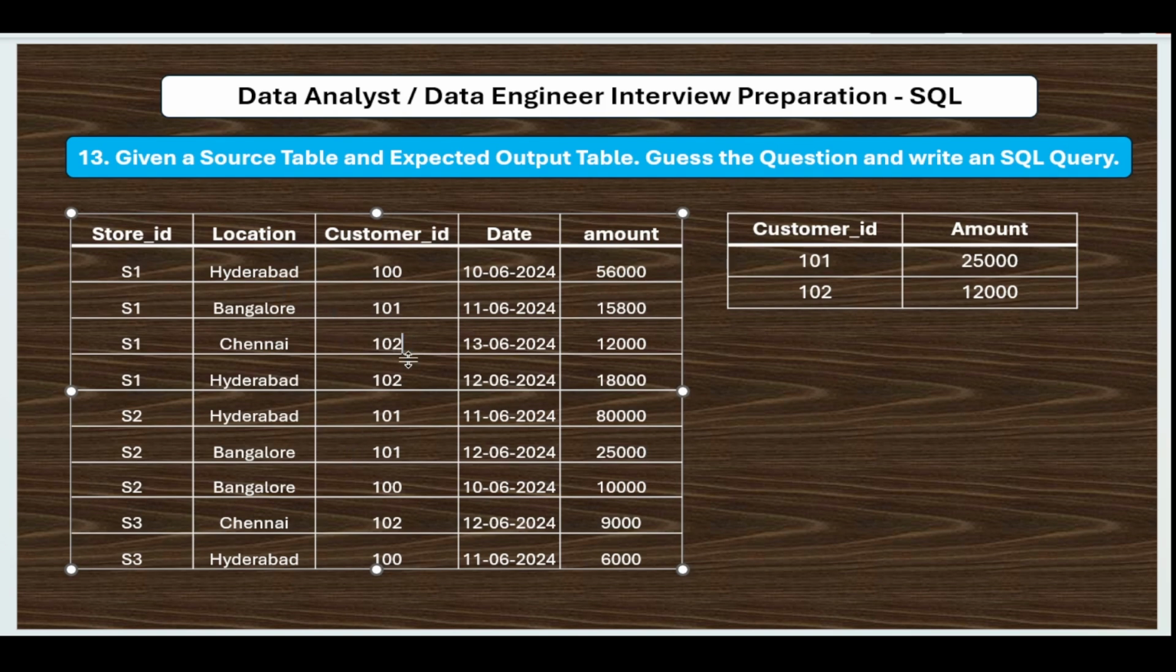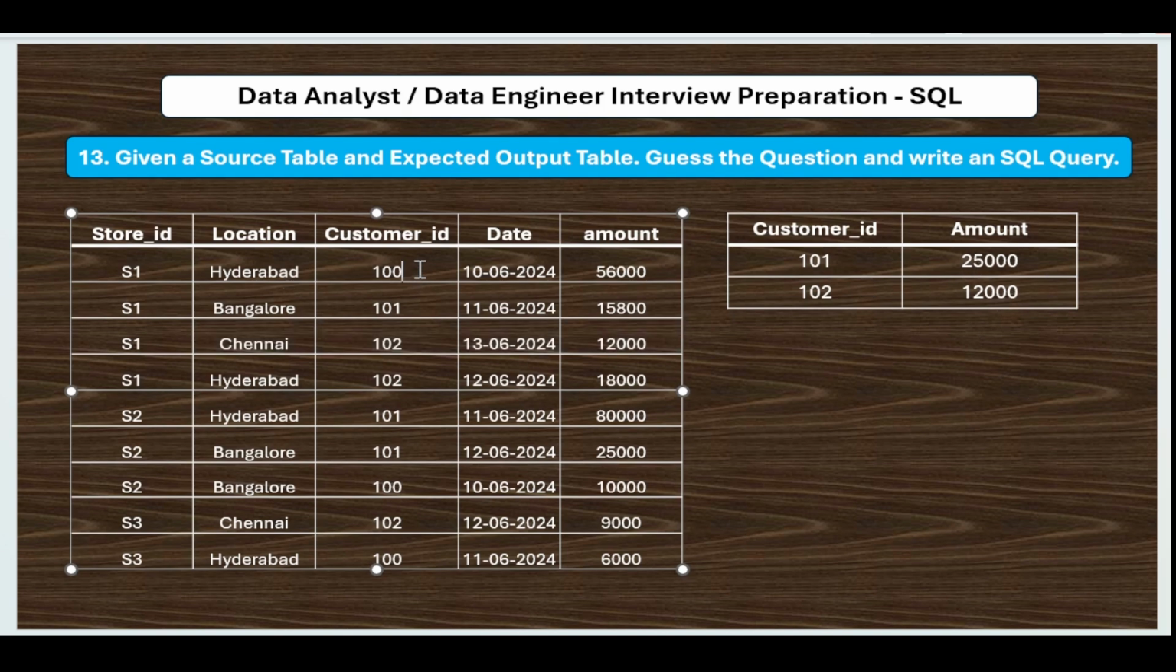Likewise, for 102, on the same date he shopped in Hyderabad and Chennai, and on the next date he shopped in Chennai. So you can consider Chennai on the 12th as one shopping, and the next day is the second shopping in the same location. If you compare these two values, you get this value. This is the second shopping in the same location. Now for 101 and 102, those respective values are what you are getting.